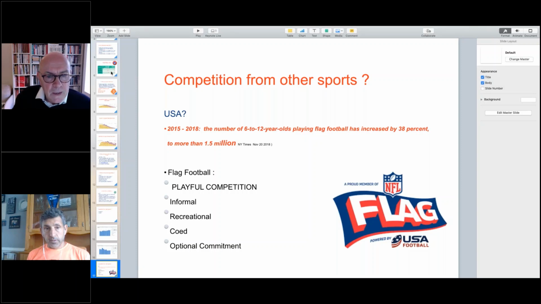What about the USA? Well, I'm fascinated with the increase in flag football. The New York Times, in an article, says the increase has been 38%. So what are the key aspects of flag football? It's playful, it's informal, it's recreational. In many cases it's co-educational, and there's an optional commitment. I don't have to go to practice. I can miss one week and come back another. It is very informal, and it's playful competition.